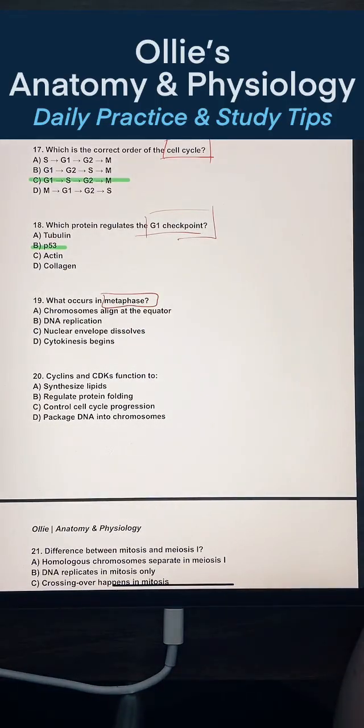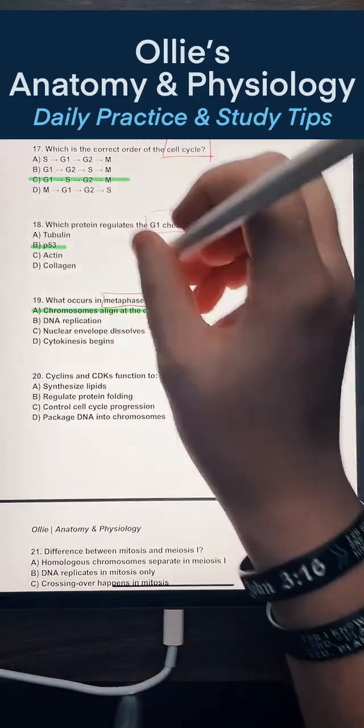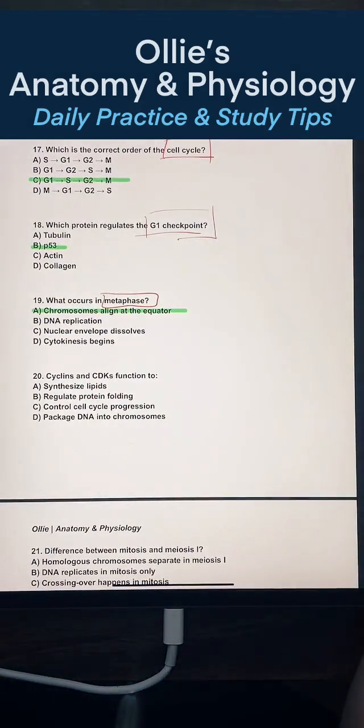Number 19, metaphase is A. Chromosomes are going to align at the cell's equator. So spindle fibers attach, chromosomes line up. The nuclear envelope dissolves earlier in prophase, and then cytokinesis is telophase.